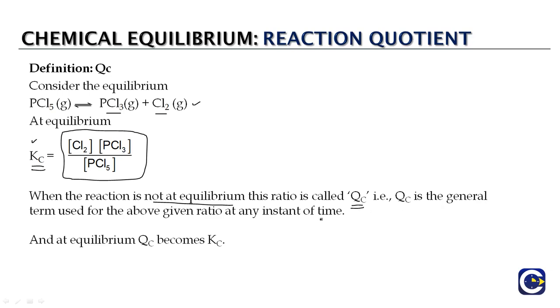Now we can say Qc is the general term used for the above ratio or the particular ratio at any given instant of time. Now the difference between Qc and Kc is, for Kc we will use the concentrations at the equilibrium stage, and Qc would be by taking the concentrations of reactants and products at any given stage. And of course when we are already reaching equilibrium, we see that the value of Qc will be simply equal to the equilibrium constant Kc. So this is how we will define the reaction quotient in concentration terms.